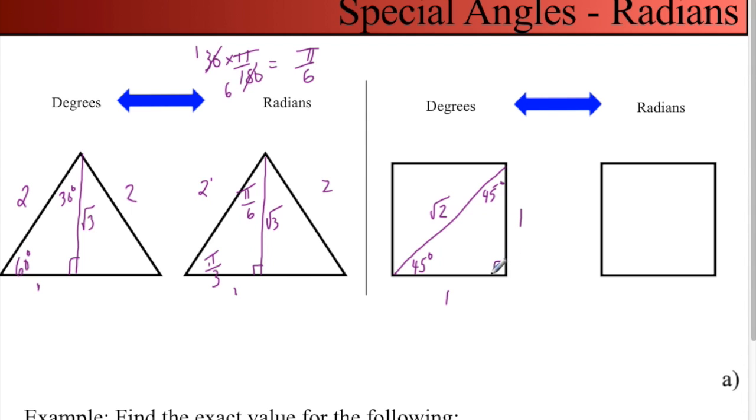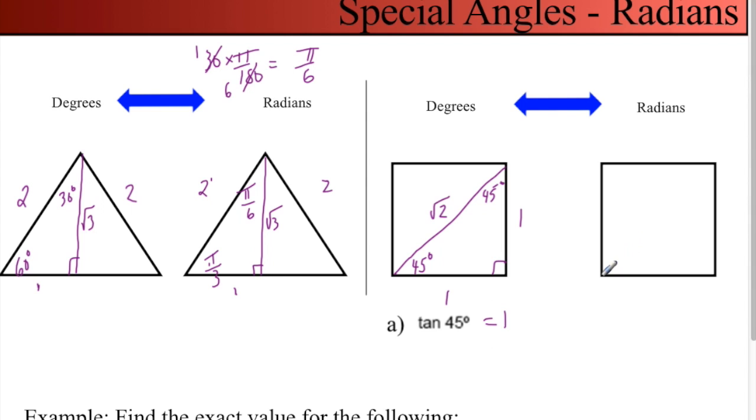Obviously, this is a right angle. And then I could figure out any trigonometric value from this one diagram. If I wanted, for example, tan of 45, then tan would be opposite over adjacent. That would be 1 over 1, which is just 1. So the exact value of tan of 45 is 1.